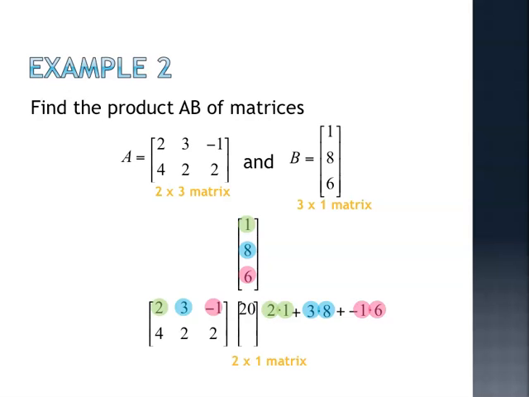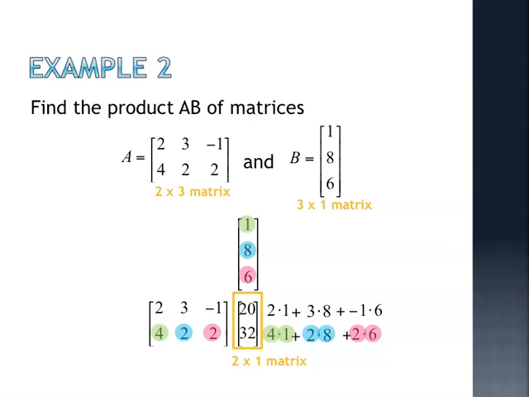Now we're going to do the same thing, but with the second row. To get the second element in our 2 by 1 matrix, we're going to multiply the first element in the second row by the first element in the first column of the other, and so on. So we're going to do 4 times 1 plus 2 times 8 plus 2 times 6, so that's 4 plus 16 plus 12, which is equal to 32. So our resulting matrix is a 2 by 1 matrix where the elements are 20 and 32.